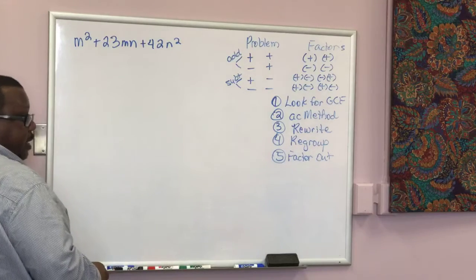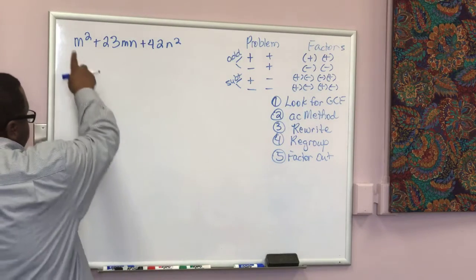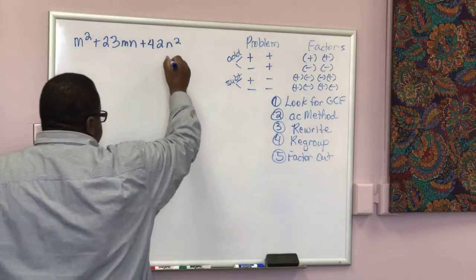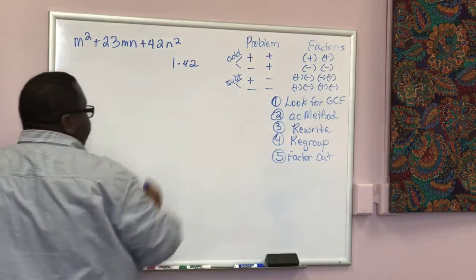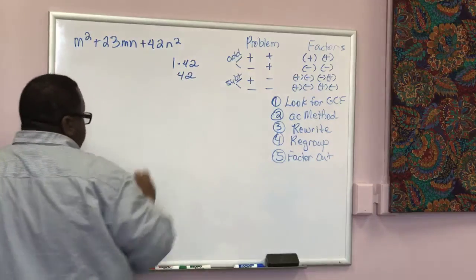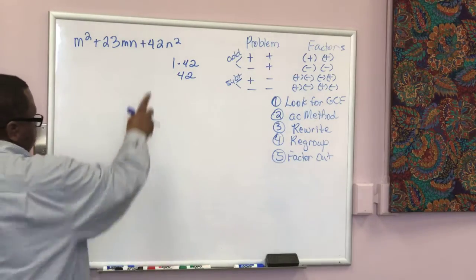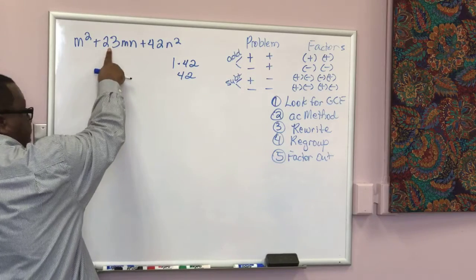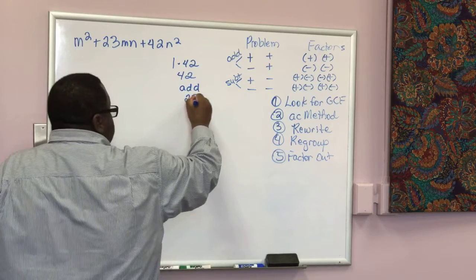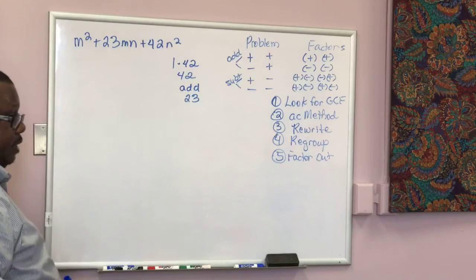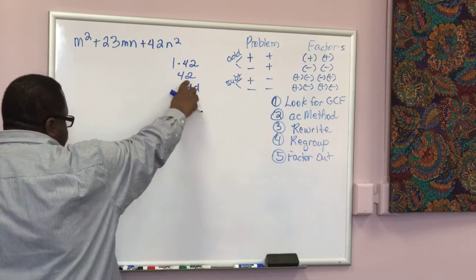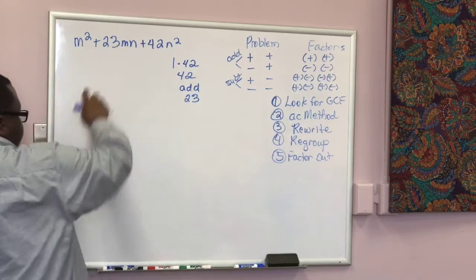Let's do the AC method. So the AC method says this. You take the what? The first term times the what? 42, the last term. So you say 1 times 42. And what's 1 times 42? 42. And we're going to take some factors of 42 so that when we add, we'll get what? A positive 23. So we're adding to get 23. All right? That's how you set it up. Whatever you find when you do your multiplication, you have to find some factors of that particular number that add to get what's in the middle, which is 23.